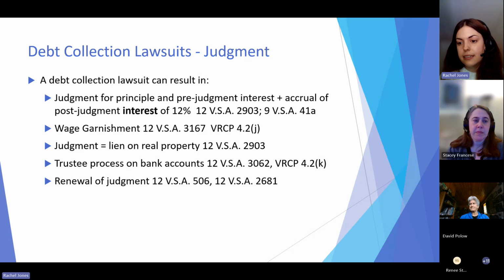If a person has income that is not covered by Vermont's exemption laws, which I will be getting into pretty soon, the plaintiff can seek wage garnishment. They can file a motion for trustee process, which might allow them to garnish somebody's wages. They could put a lien on real property as long as that property is not exempt under Vermont's homestead exemption law as well.